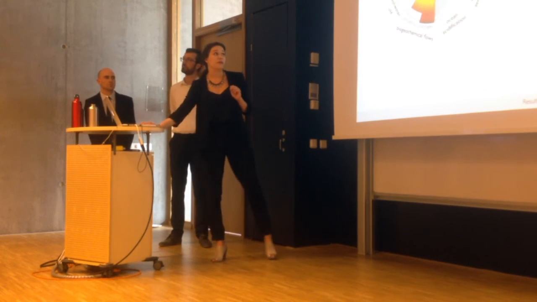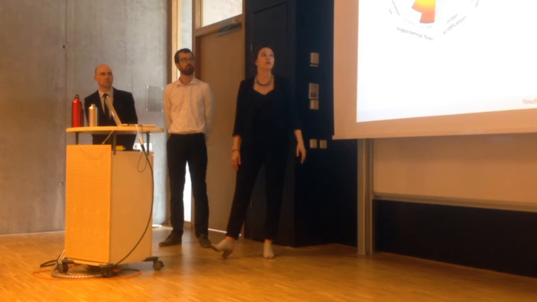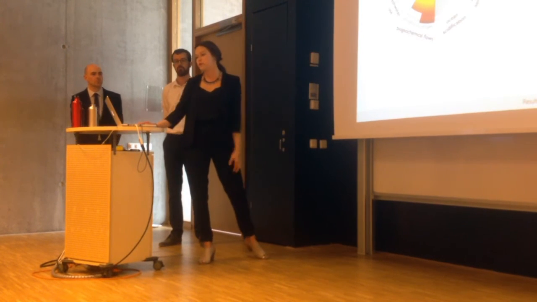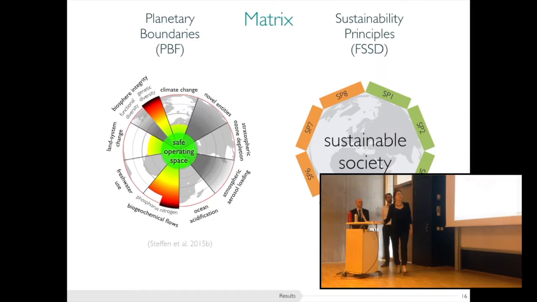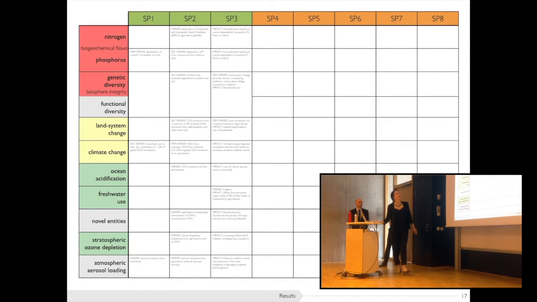So in developing the matrix, as we've alluded to, we looked at the 9 planetary boundaries and their intersection with the 8 sustainability principles. And quite literally, we integrated them into a matrix populated with our literature review. Quite quickly, we realized that the social sustainability principles were very difficult to apply on a framework such as this.